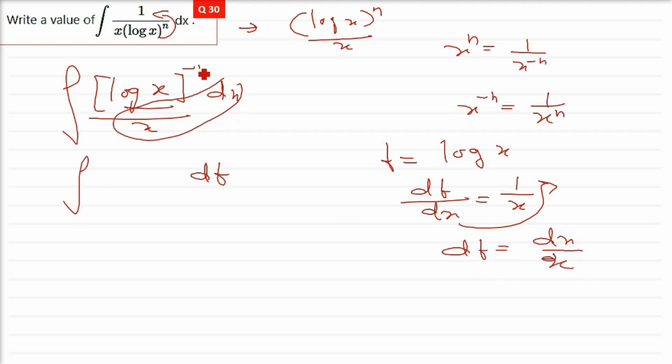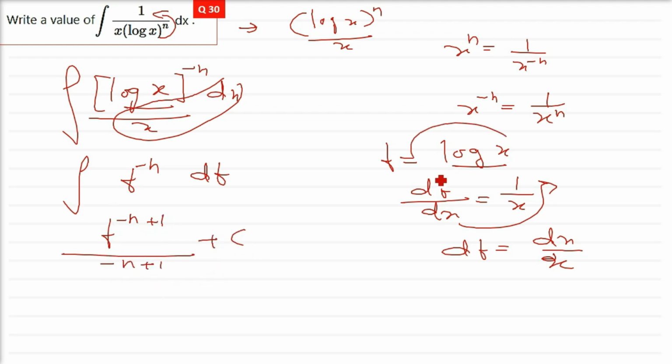And log x raised to minus n. Log x was taken as t, so this will be t raised to minus n. You just have to integrate this t raised to minus n, which will be t raised to minus n plus 1 divided by negative n plus 1, plus the constant of integration. So this final replacement has to be done in place of t.